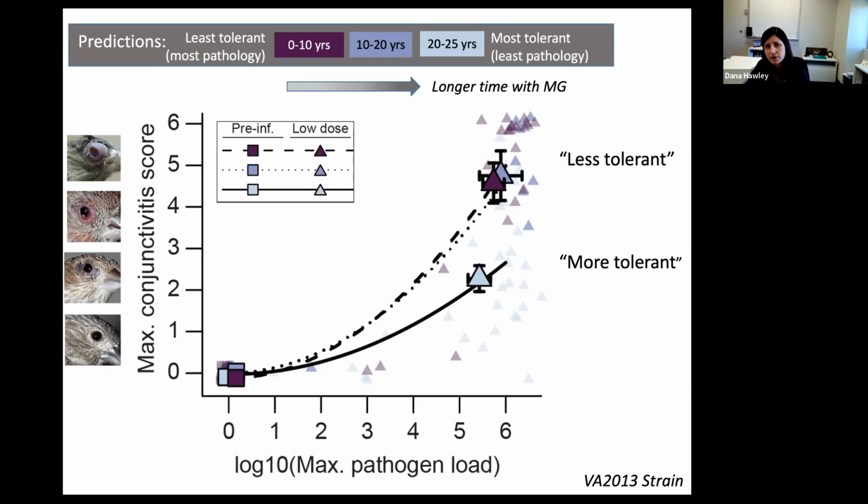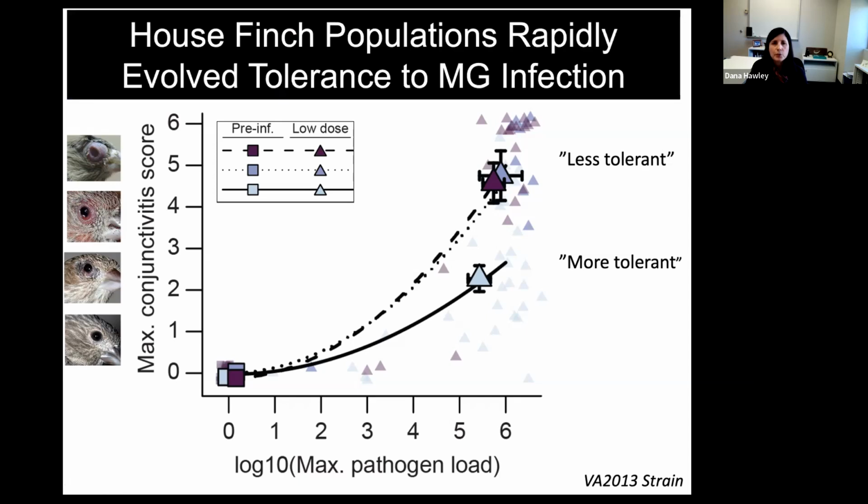I should say here for Virginia 2013, we only used the low dose because for this virulent strain, we know that the infections kind of take off. As you can see, they got to the same kind of maximum pathogen load as did birds given a high dose of Virginia 94. So we concluded that House Finch populations rapidly evolved tolerance to MG infection.